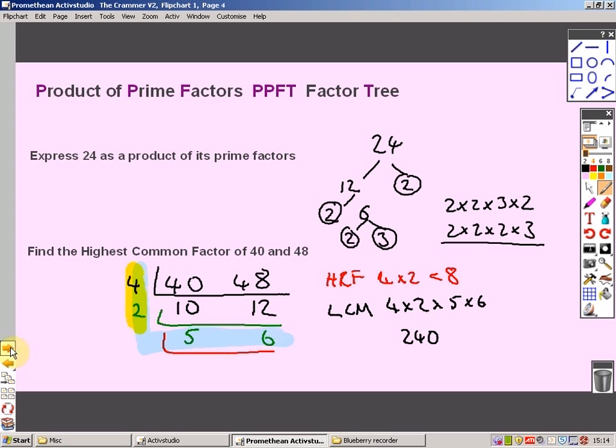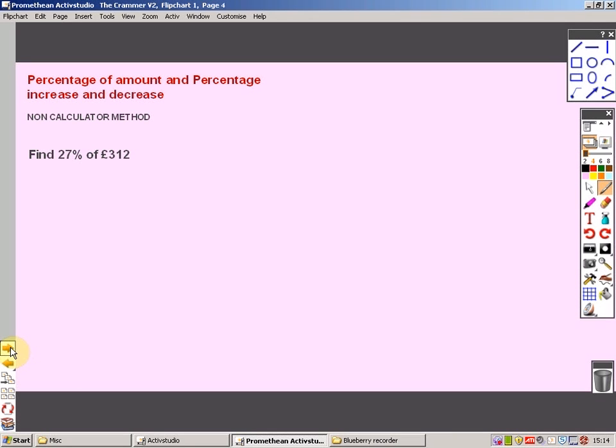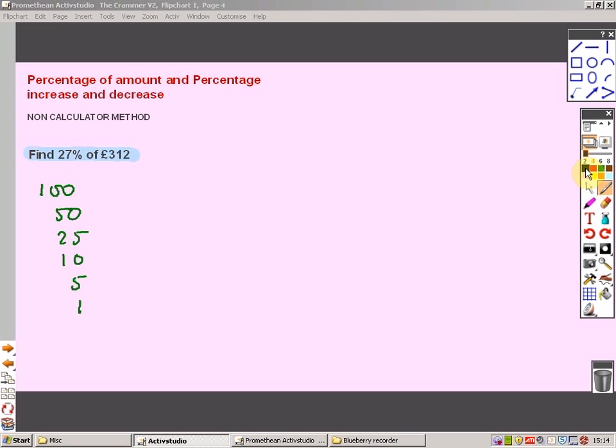Okay, next topic. Percentage increase and percentage decrease, and also percentage of an amount. Okay, we very often see this question. Find a percent of an amount. We always use the same method here, and this is where we write down 100%, 50%, 25%, 10%, 5, and 1. And then I'm going to write down what those amounts actually are from the amount in the question.